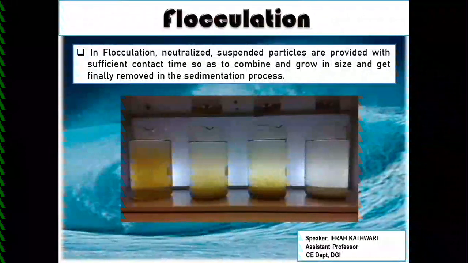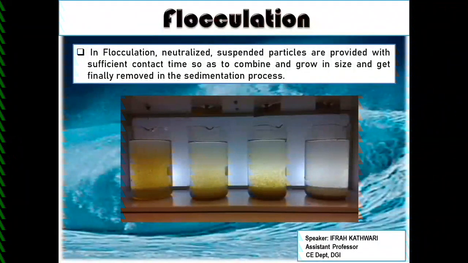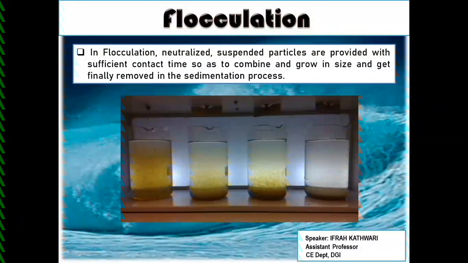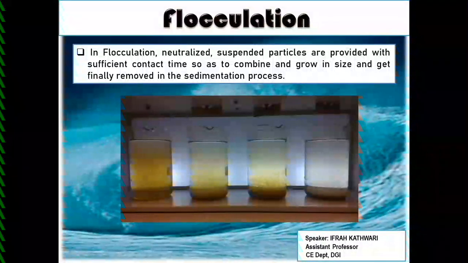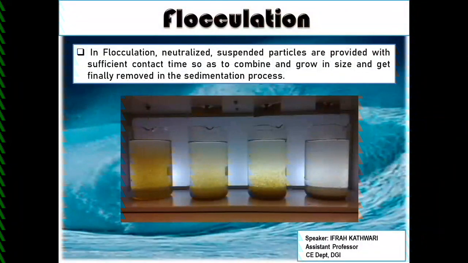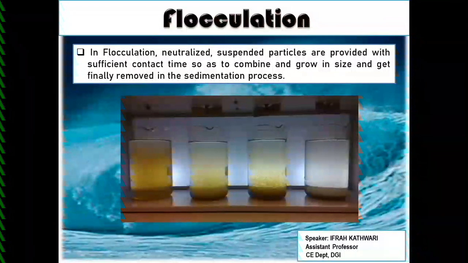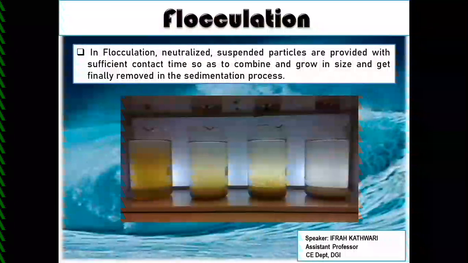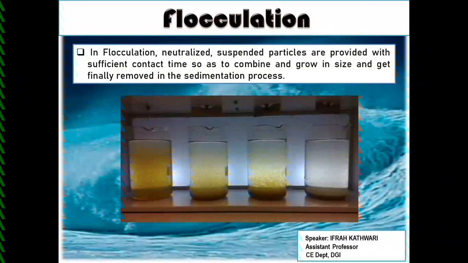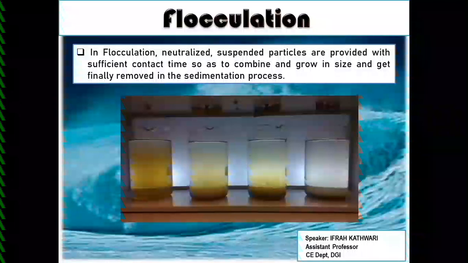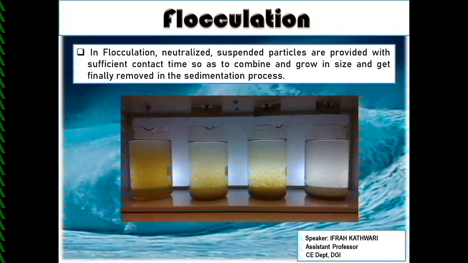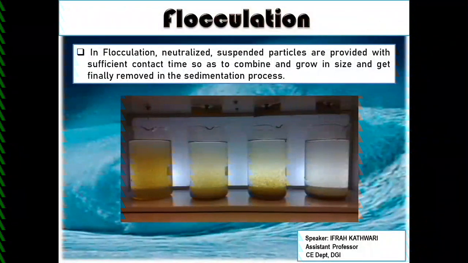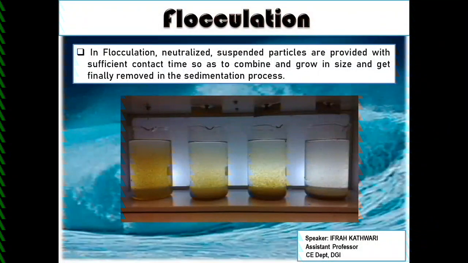So, these suspended particles are neutral in charge, and then flocculation is a slow mixing process. Here, the mixing is done very slowly. So these particles bond together to form large particles called flocks. With the slow mixing, these particles come together, they attract each other, they form the large particles called flocks, and then they are removed.